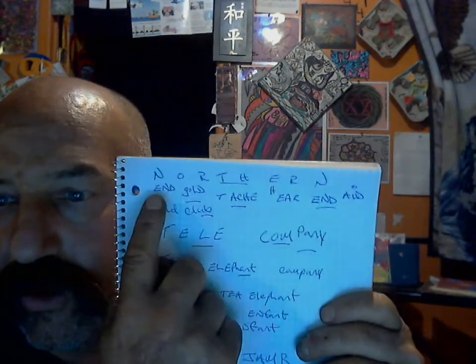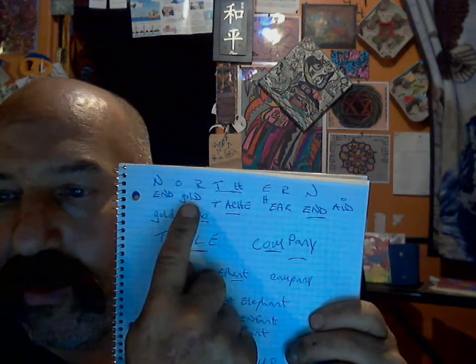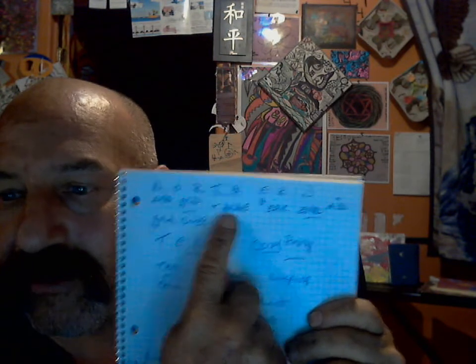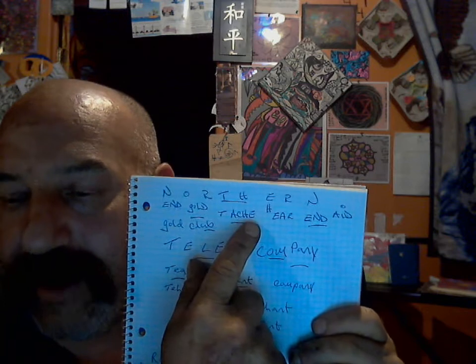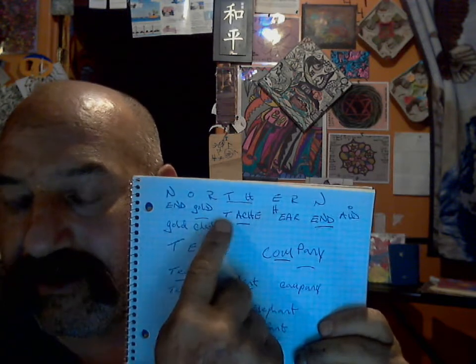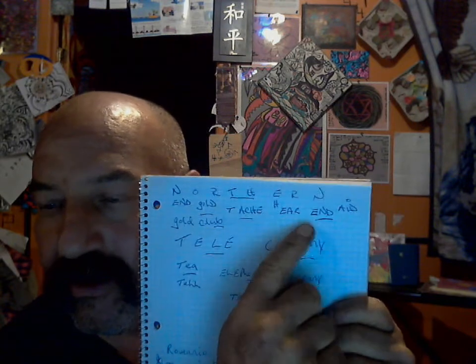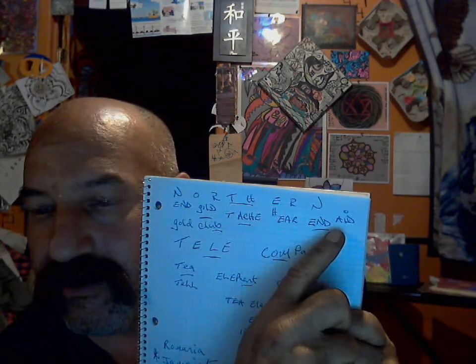Okay, the next piece of this, if I can put this together, because I have two pieces now, I probably have three. Northern, end gold. The object, la tâche, is in French. It's also H. Time, heaven, heads and tails. The tâche means the objective. Here, the end aid. The hearing aid of Northern Telecom.